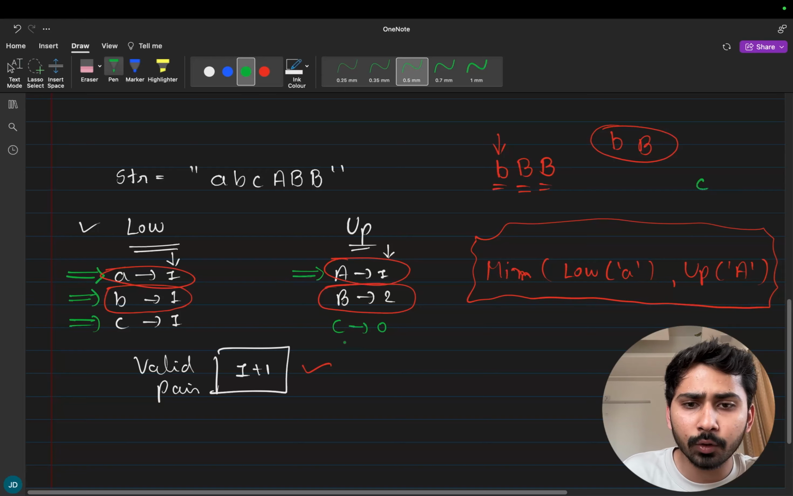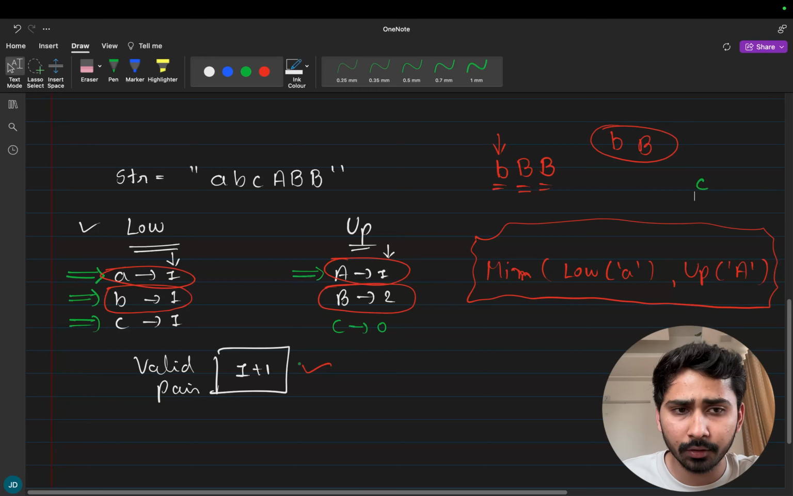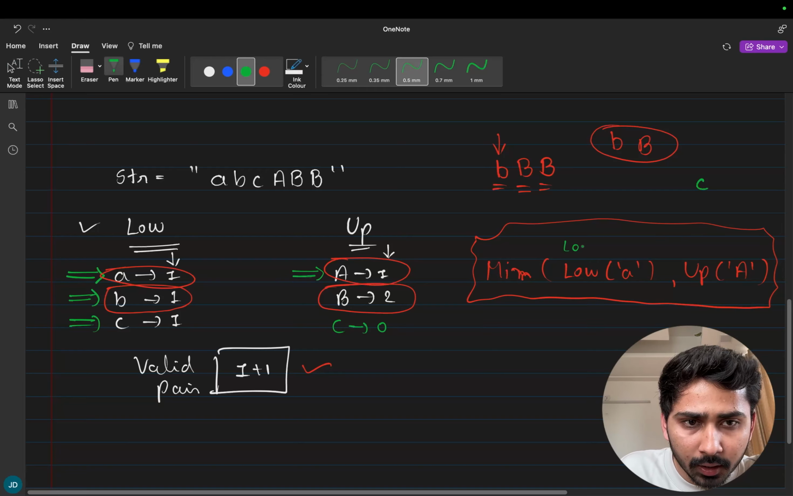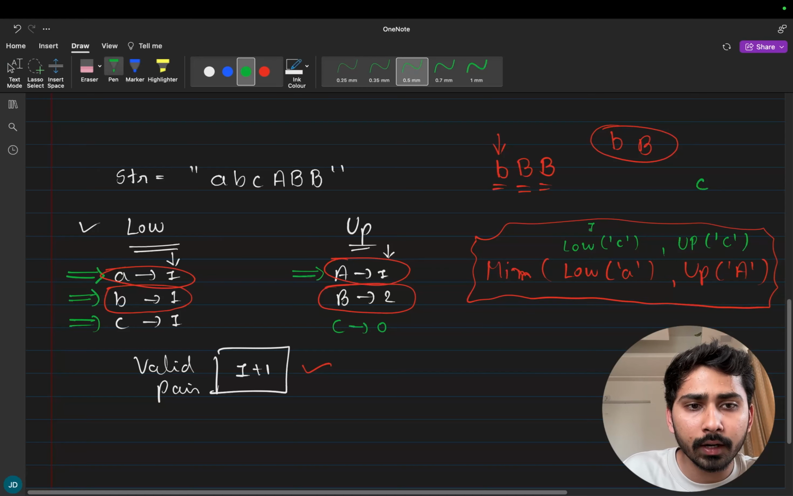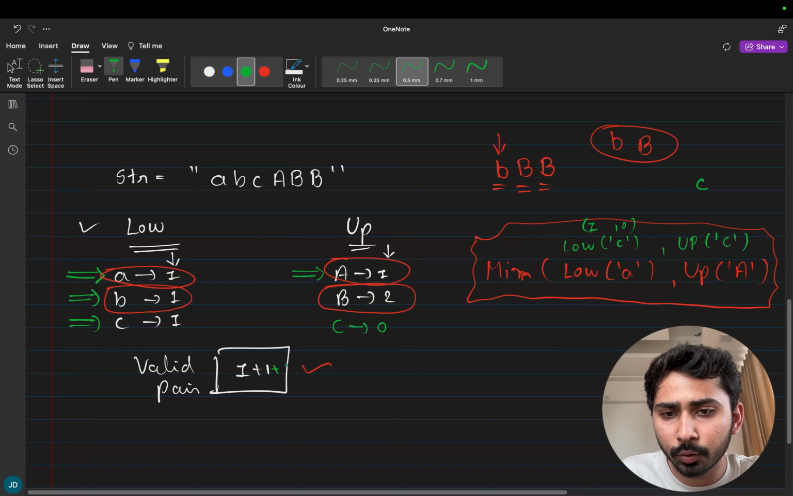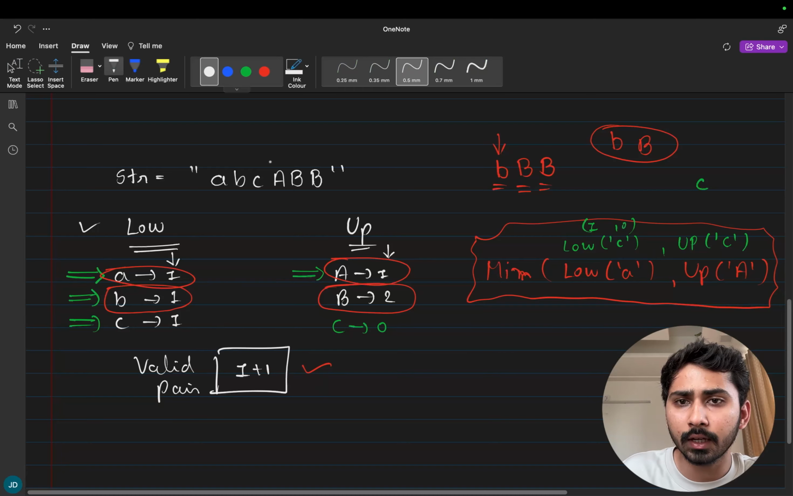So the frequency count of a character that does not exist in uppercase, you can take it as 0. So I'll take the lowercase c frequency count as 1 and the uppercase C frequency count as 0. The minimum of 1 and 0 is going to be 0. So this C will be contributing 0 to the count of valid pairs. In this manner, I have got the total count of valid pairs that already exist in the given string.